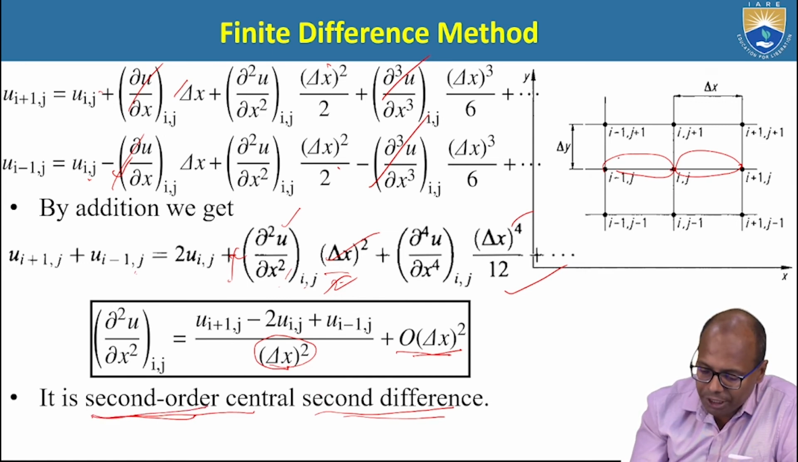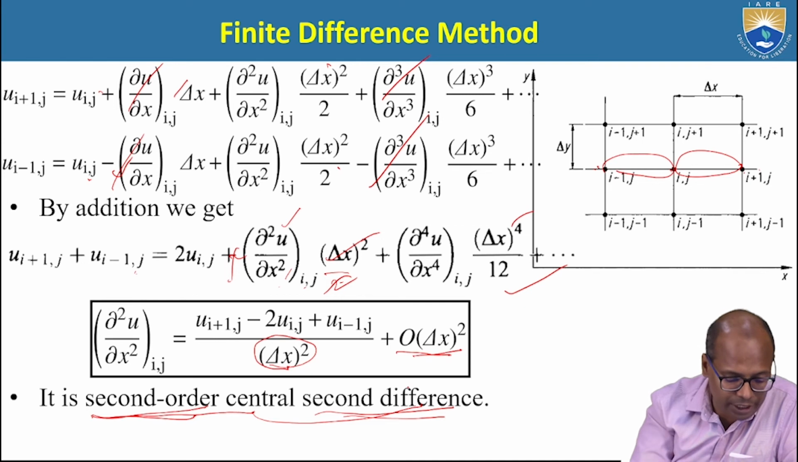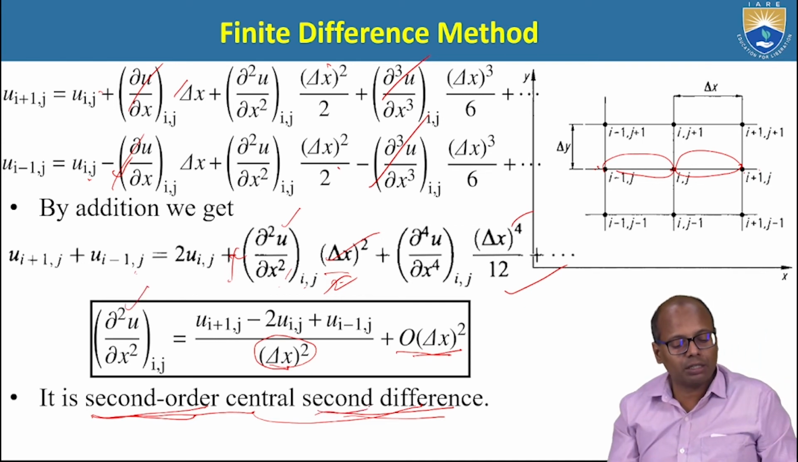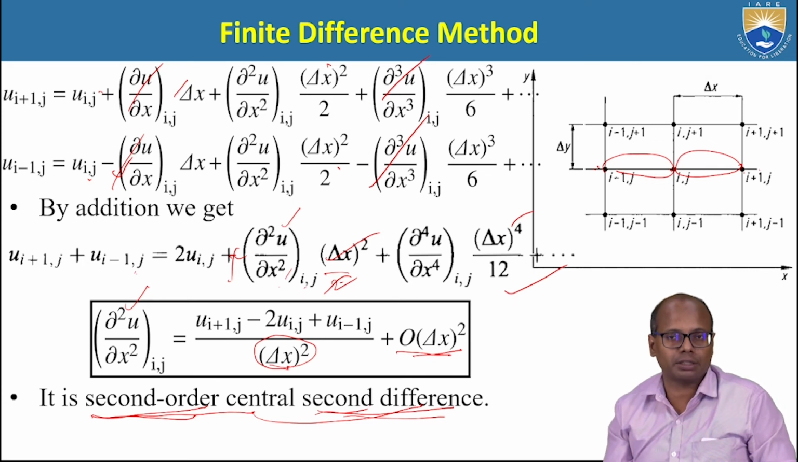We are at this point and we are using the forward and backward nodes, so it is called central, and we are finding the second derivative, so it is called a second difference. So it is a second order central second difference.